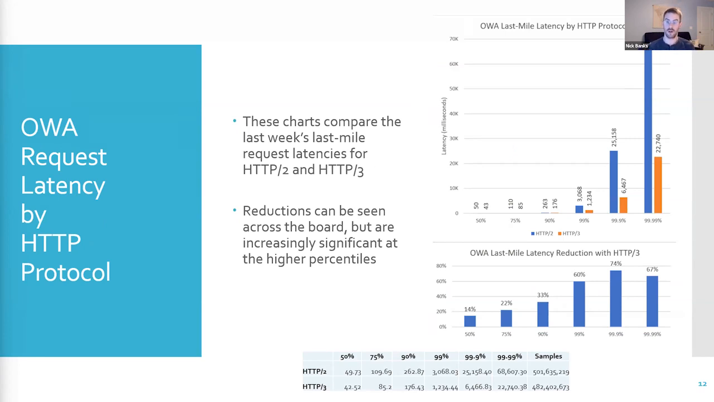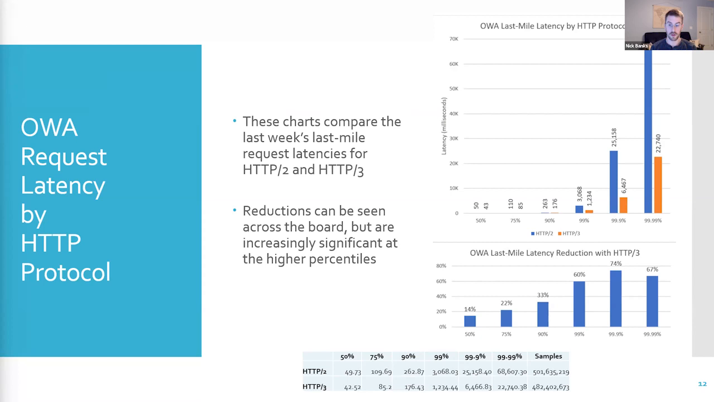So for the next couple of slides, we're going to be looking at data from the last week or so, which is made up of about 500 million samples for each HTTP version. So a pretty good sample set here to hopefully draw some useful conclusions. These two charts are breaking down the last mile request latency by HTTP version and showing various percentiles from P50 up to 4 nines. The chart at the bottom is the exact same data, just in the raw number form.